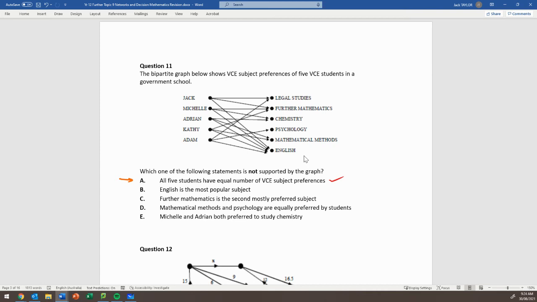English is the most popular subject. Yep, that's definitely true. It has, what is that, all 5, I think. Further maths is the second most, so that has 3, whereas this has 2, 2, 1, and 2. So yes, that's true. Math methods and psychology are equally preferred by students. Well, no, that's not true. Math methods has 2 and psychology has 1.